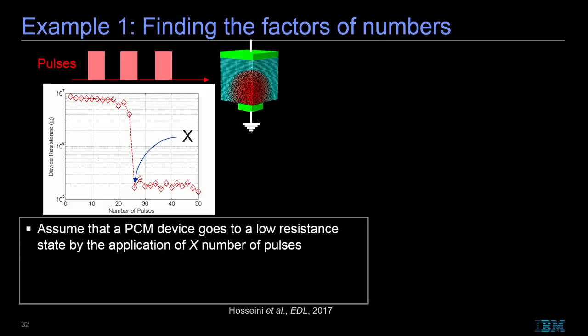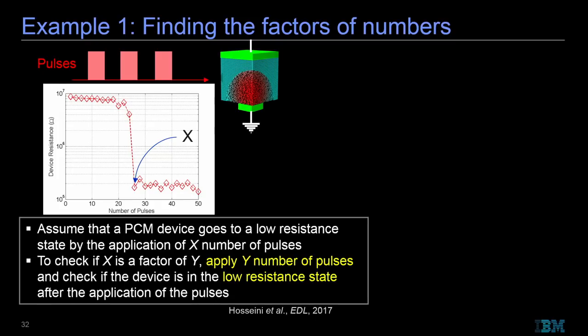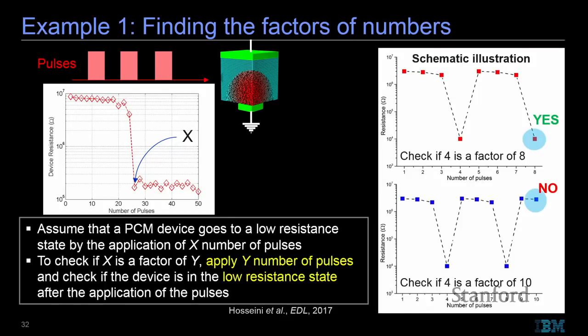The question is, can we use this device to find if X is a factor of Y? So what do you do? You have a larger number Y sitting there, and you want to know if X is a factor of Y. You apply Y number of pulses to the device. As you apply the pulses, at any point in time, if the resistance of the device goes to the low resistance state, then you reset it back. And then you keep on doing it till you finish applying Y number of pulses. After the application of the Y number of pulses, you go back and measure the resistance of the device. If it is in the low resistance state, then X is a factor of Y. Otherwise not. It's a very simple algorithm.